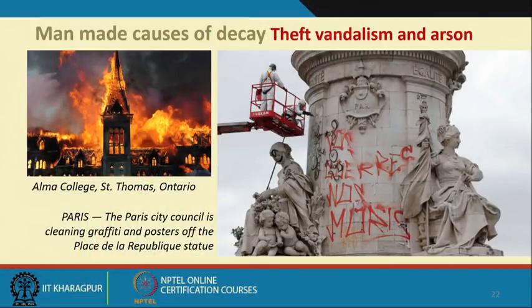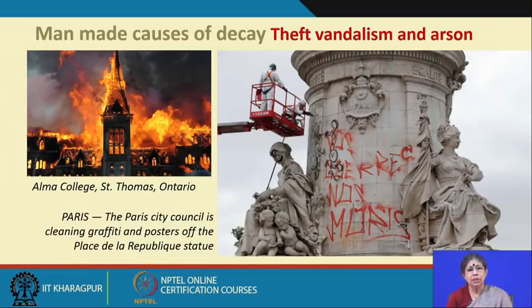Another man-made cause of decay is theft, vandalism and arson. You can see that this is an Ontario church. There was a discussion about a decision to demolish the church, and the local community holders were meeting the government to stop it. That day they were meeting, and that night it was set on fire.